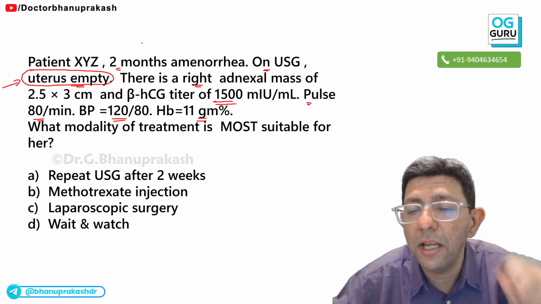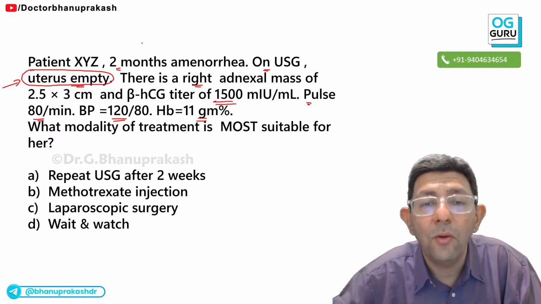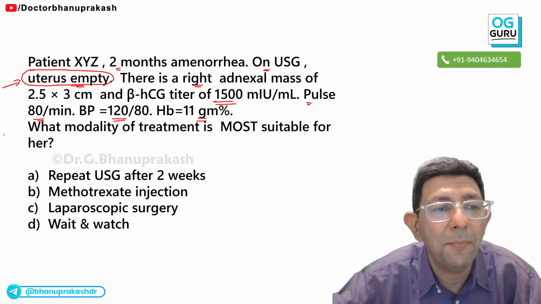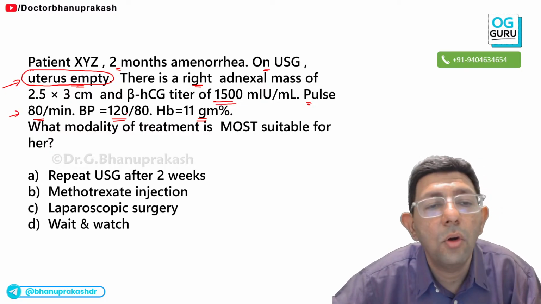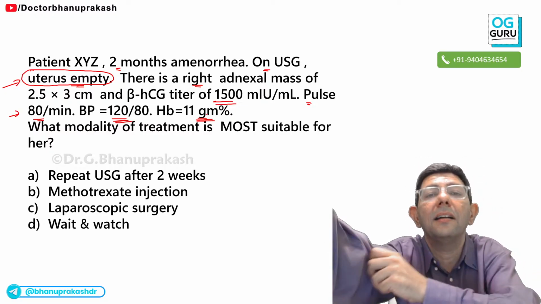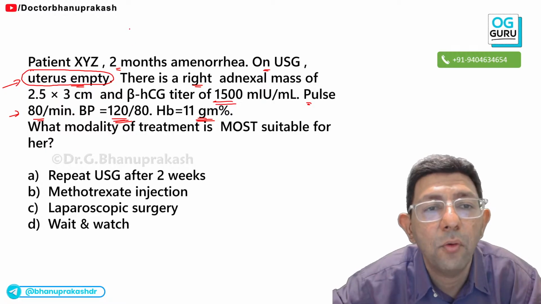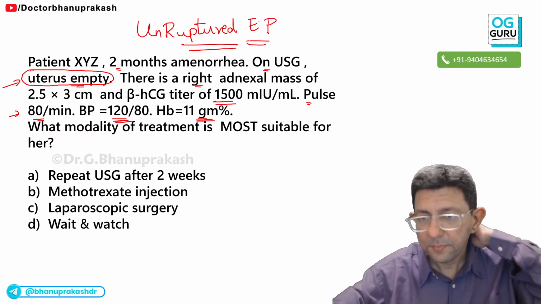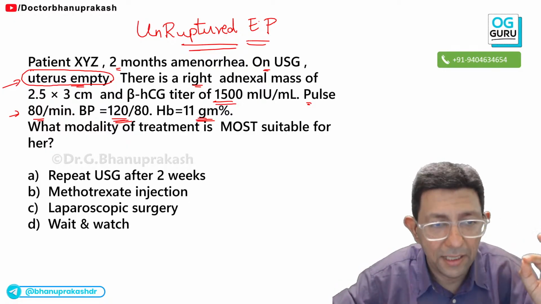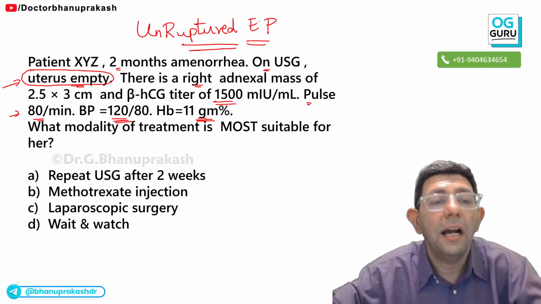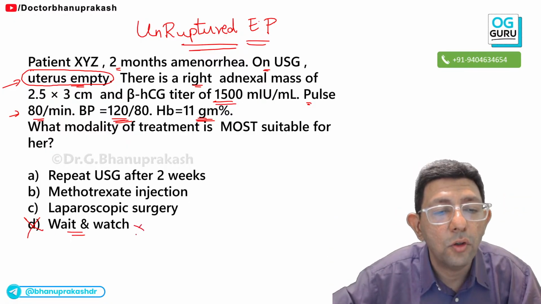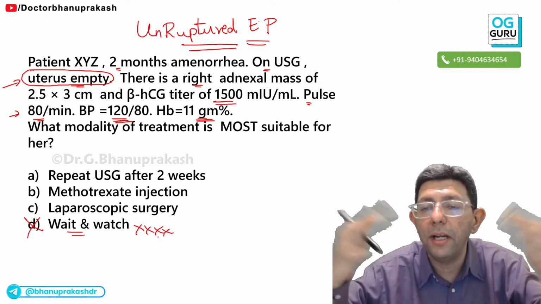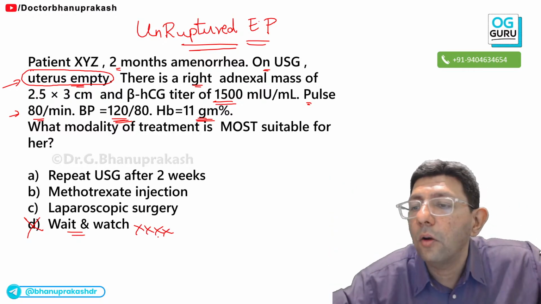Is this a ruptured ectopic? No, sir, the patient is stable. Look at the pulse, look at the blood pressure, look at the hemoglobin, and therefore this is an unruptured ectopic pregnancy. Unruptured ectopic pregnancy. This is a very important diagnosis. So please understand this. Again, never wait and watch. You'll have to go to jail. If in ectopic pregnancy you wait, how many want to mark option D? Wrong. You'll have to go to jail.